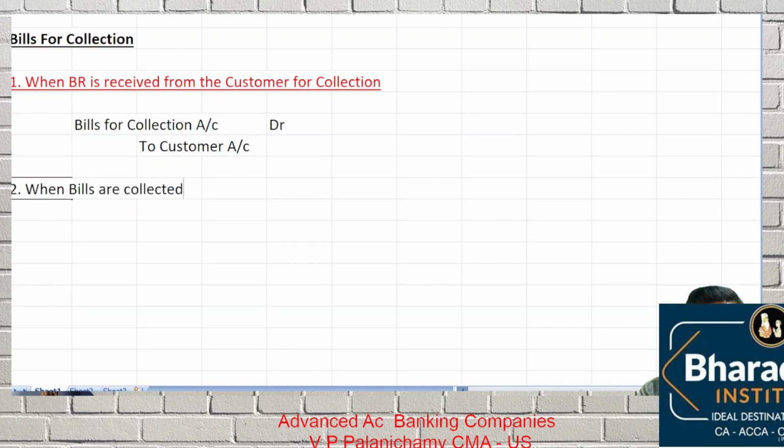If you put bills receivable account, you are showing it in your name. No, it is in the customer's name. So bill for collection account debit to customer's account. When bills are collected, debit what comes in: cash account debit to bill for collection account. No need to wait, please take it up.